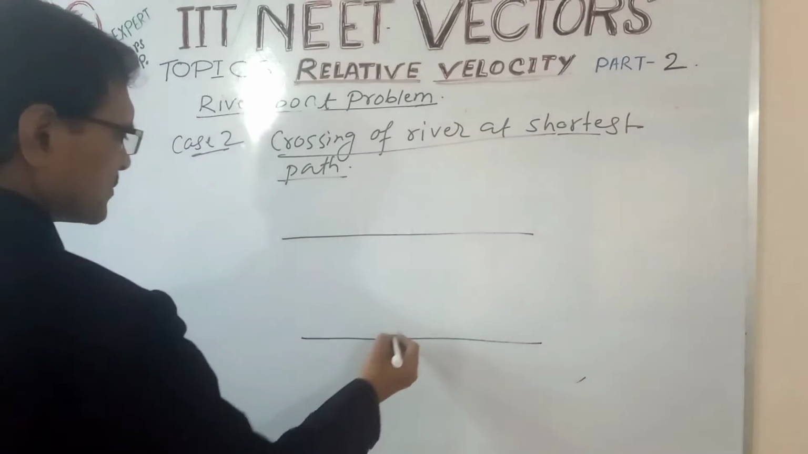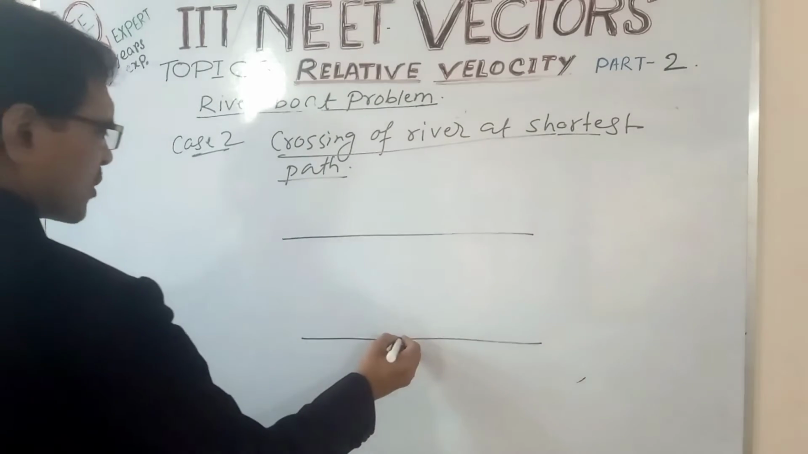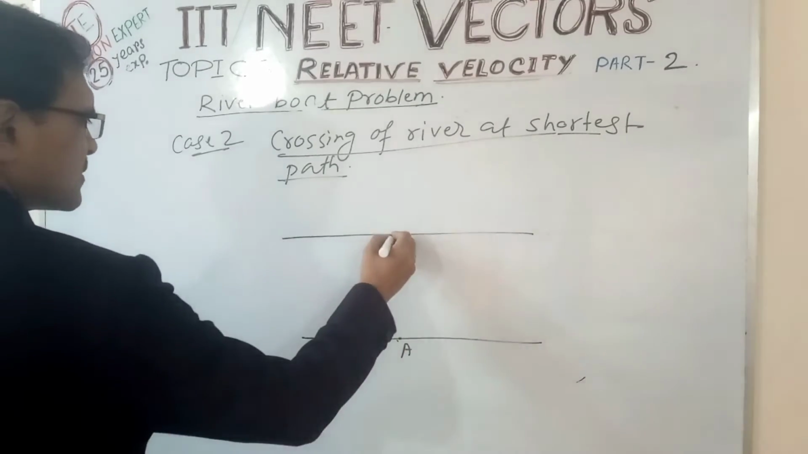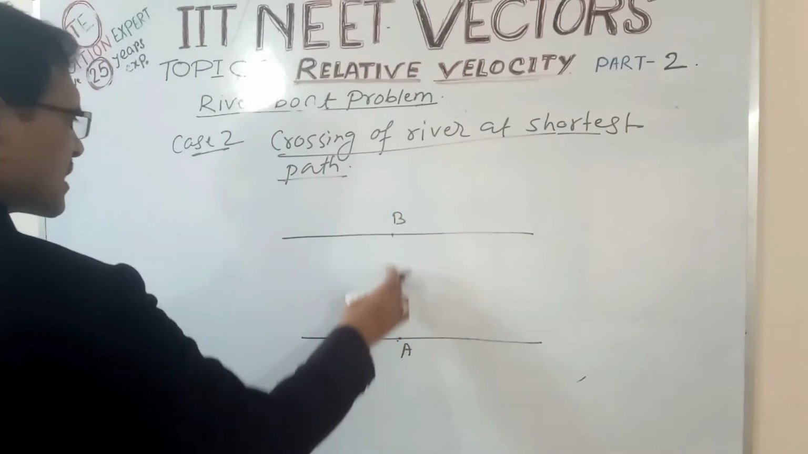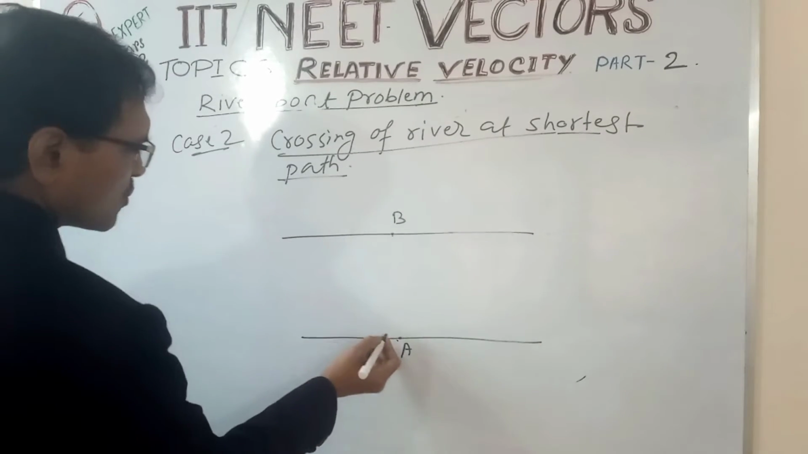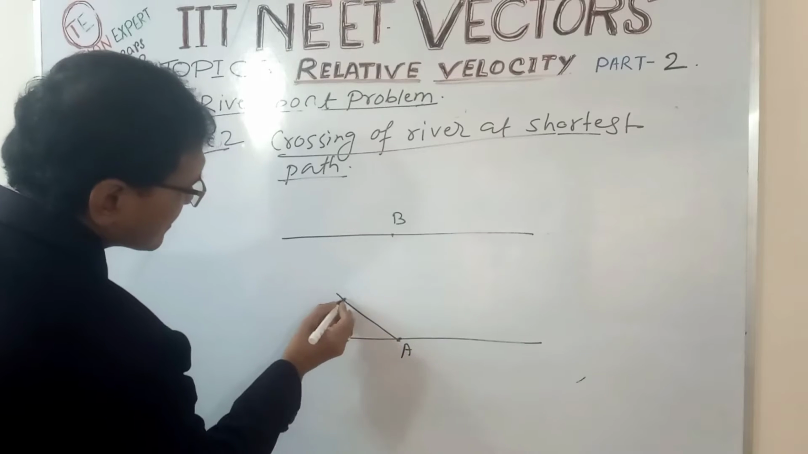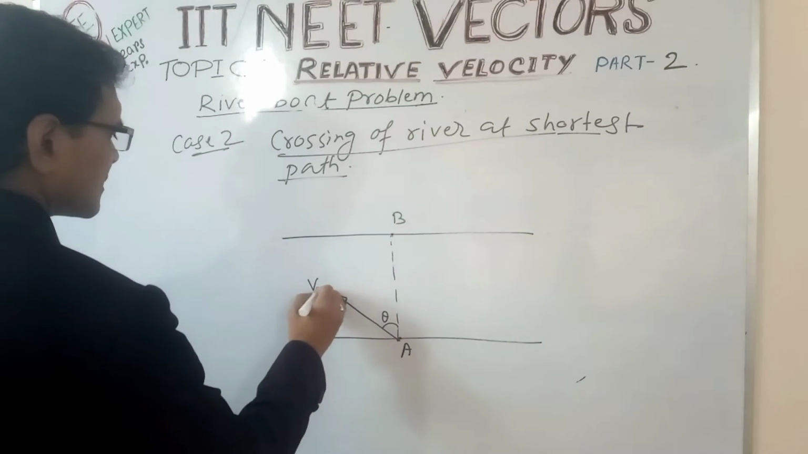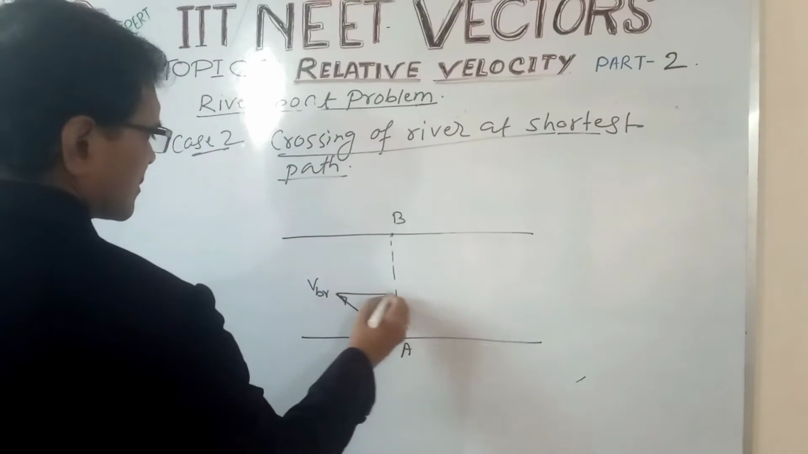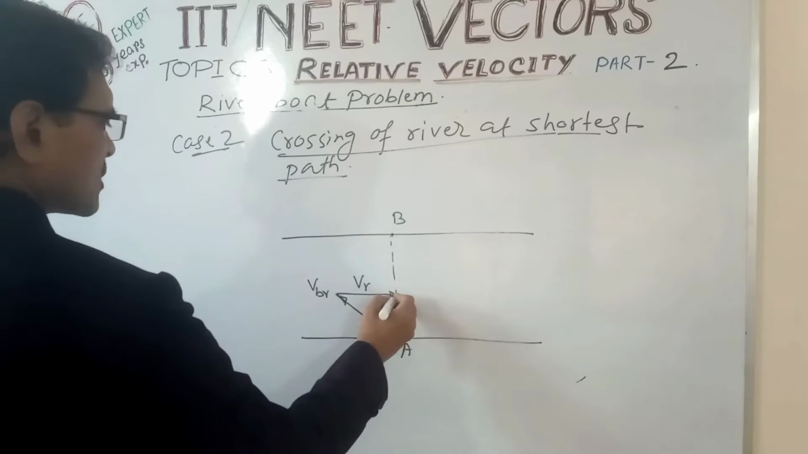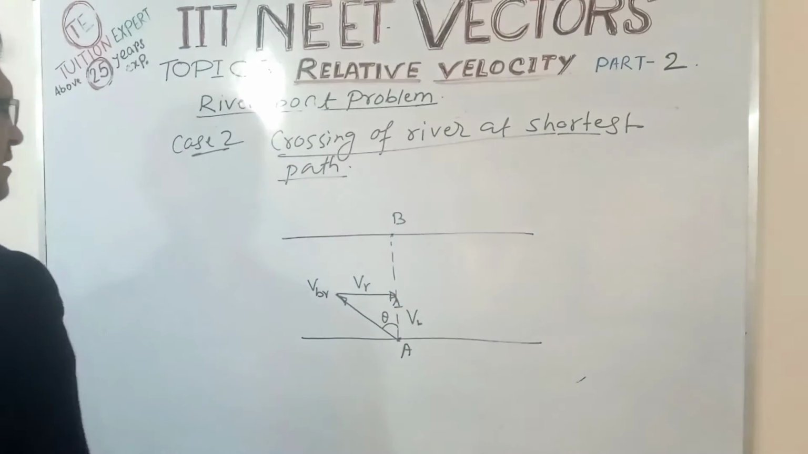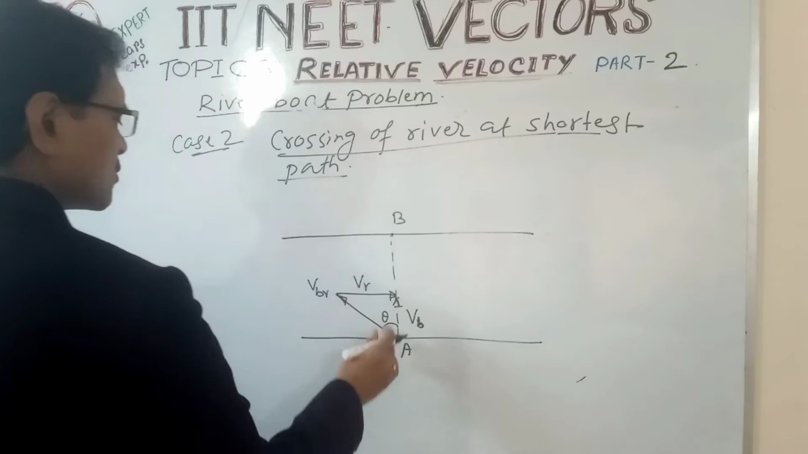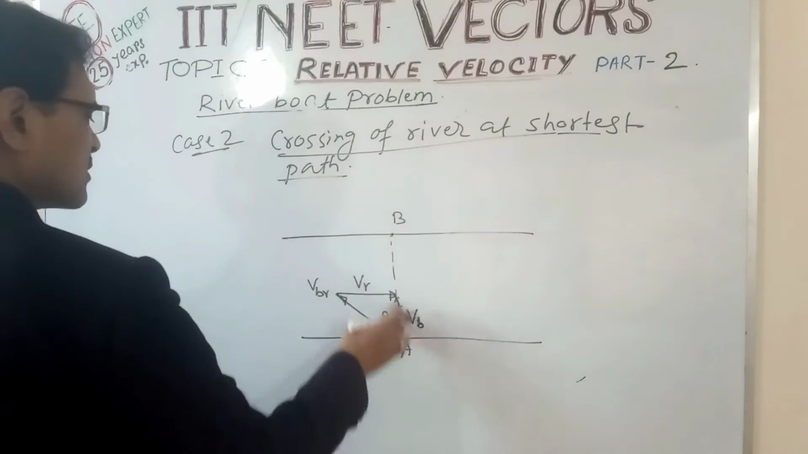Crossing of river at shortest path. The boat starts from that point A, and he wants to cross directly opposite of A, that is at B. This will be the shortest path. So the boat steers at an angle theta. This is VR, this is VPR. So the resultant velocity, this plus this equals this VP. This will be the velocity of the boat. So the boat crosses at the shortest path, that is along this path.